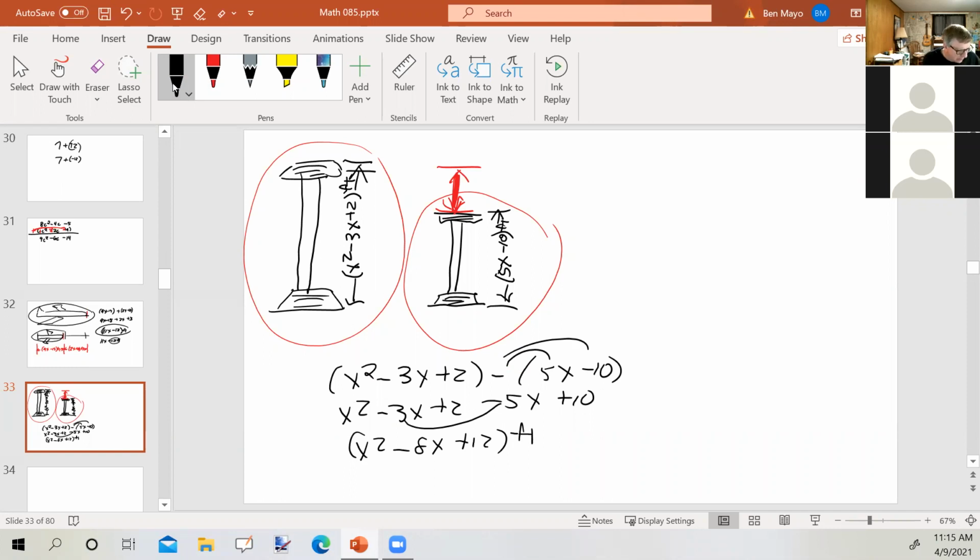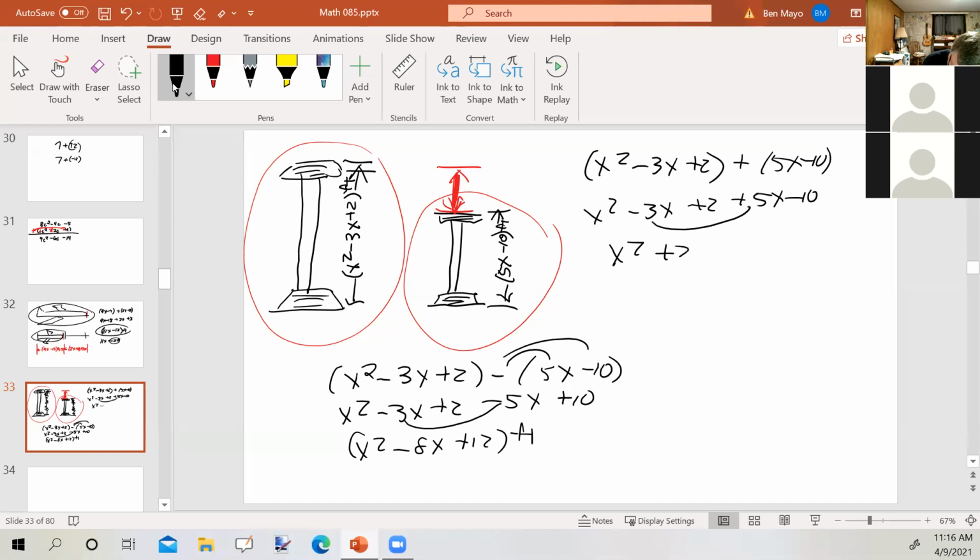Now, if the columns were stacked one atop the other, it says one atop, who talks like that? To what height would they reach? So if we stack them up, how would we find that height? We'd add them together. Correct. So x squared minus 3x plus 2 plus the quantity 5x minus 10 gives x squared plus 2x minus 8 feet.